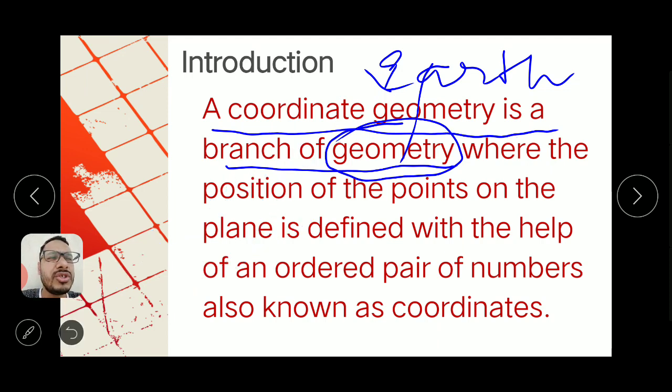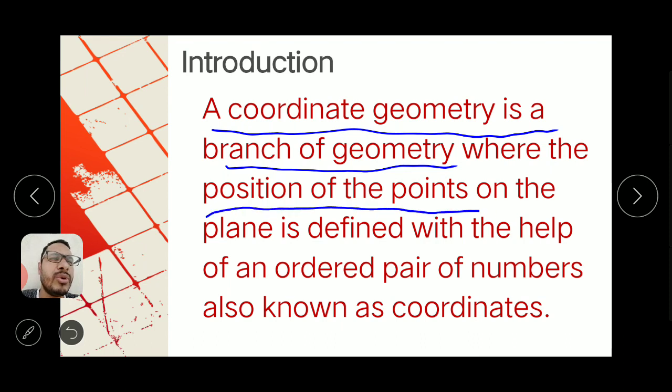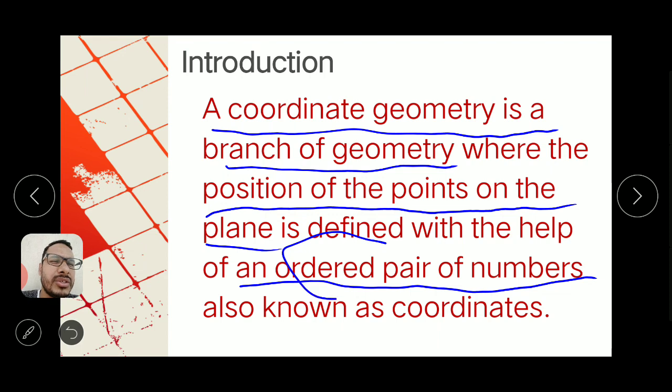So coordinate geometry is nothing but a branch of geometry itself, which means we are trying to find the location or position of points on a given plane, and it is defined with the help of an ordered pair of numbers, and that ordered pair is also known as coordinates. Pair means two numbers. So what is that ordered pair? We'll be understanding it in the later phase of this discussion.